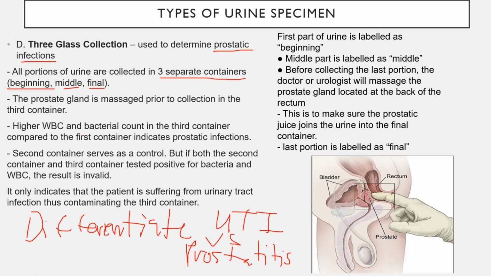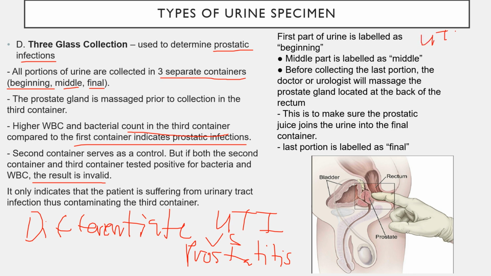So higher WBC and bacterial count in the third container compared to the first container indicates prostatic infection. Second container serves as a control, but if both the second container and the third container tested positive for bacteria, the result would be invalid. It only indicates that the patient is suffering from UTI, thus contaminating the third container.